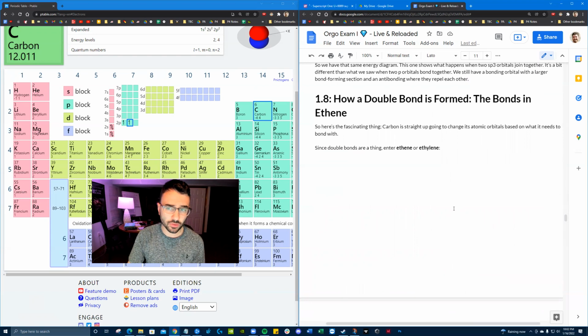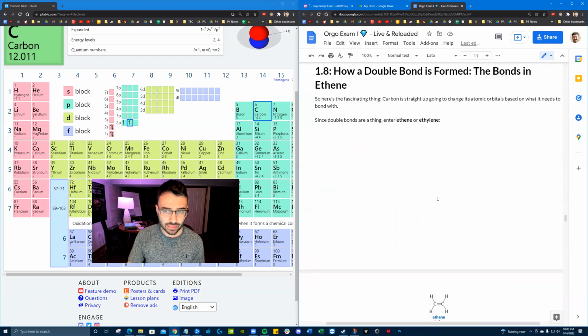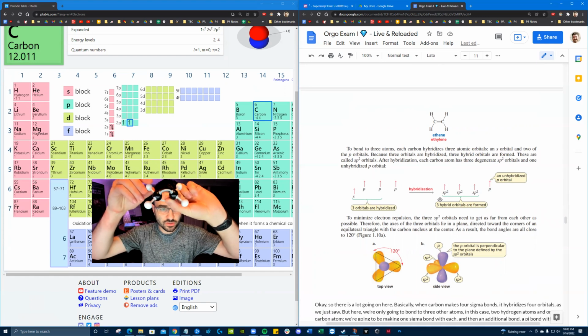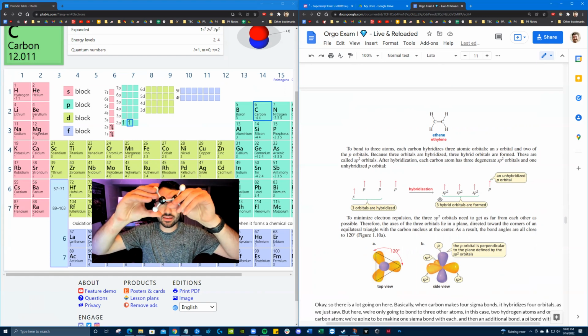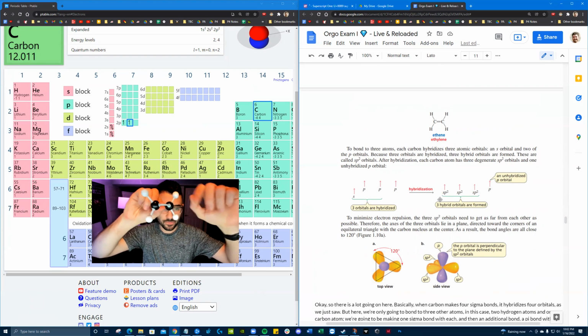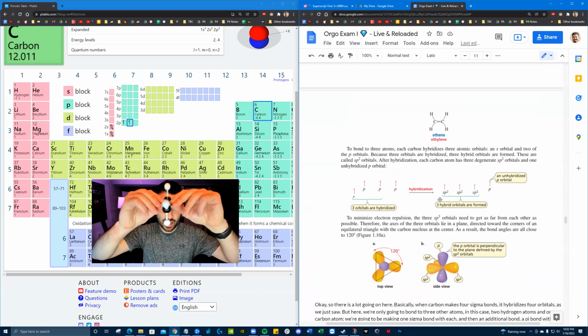But let's talk about how a double bond is formed. We're going to talk about the bonds in ethene, or ethylene, which looks like this. We can see this double bond here. The really cool thing about ethylene is that the entire molecule is in one single plane. If I do this, everything eclipses on itself. You can't really even see the molecule behind anymore. So that is going to be the really important, interesting thing about this.